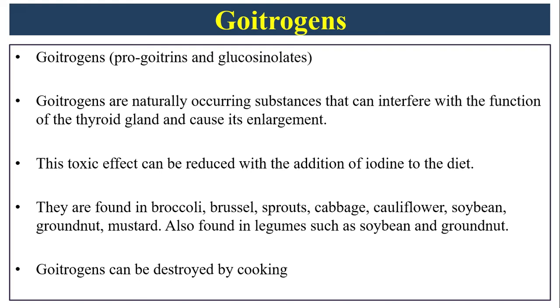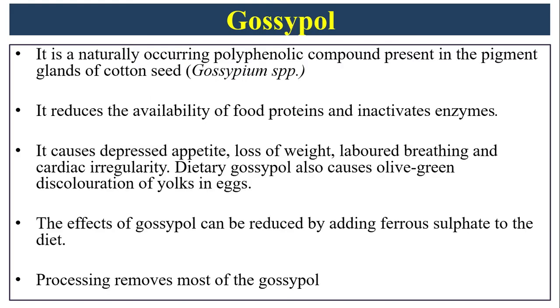They are found in broccoli, Brussels sprouts, cabbage, cauliflower, soybean, groundnut, and mustard. Also found in legumes such as soybean and groundnut. Goitrogens can be destroyed by cooking. Gossypol. It is a naturally occurring polyphenolic compound present in the pigment glands of cottonseed. Gossypium barbadense is an example of cotton. It reduces the availability of food proteins and inactivates enzymes.